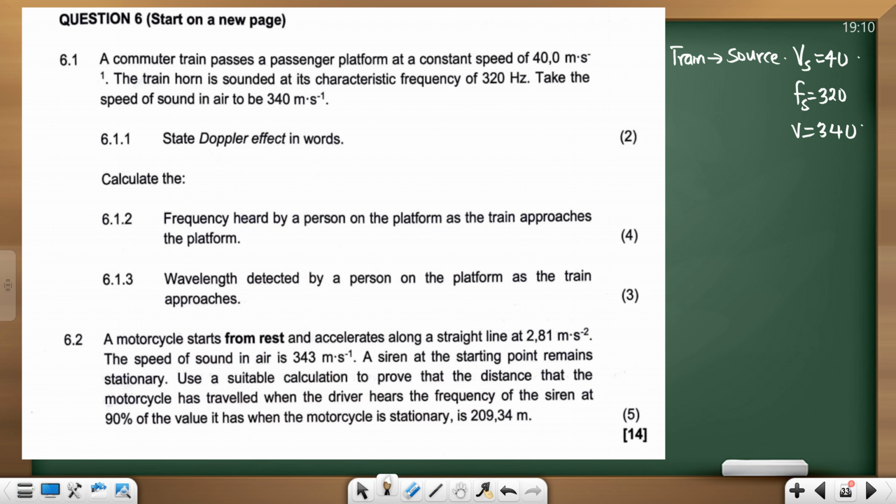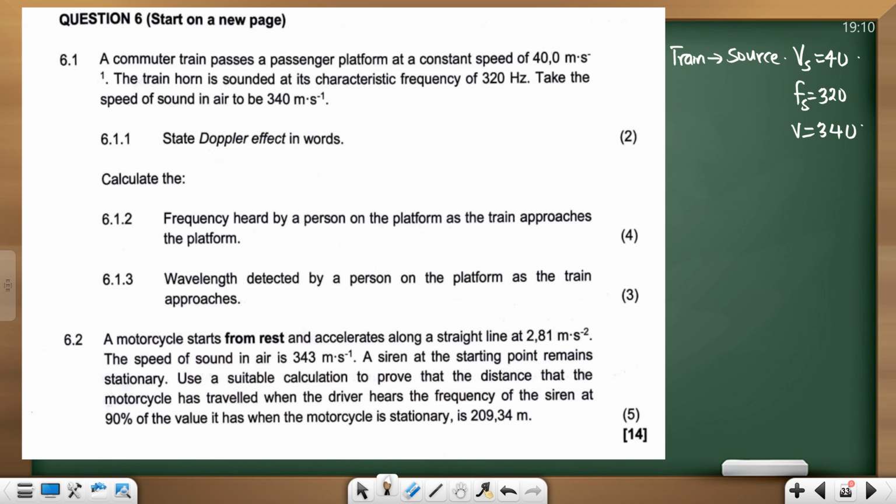State Doppler effect in words. I'm sure everybody's able to do that, right? The change in frequency observed when there is relative motion between the listener and the source relative to the speed of sound in air. Whichever definition you have on your formula definition page, please make sure you master that. Expect that in any test.